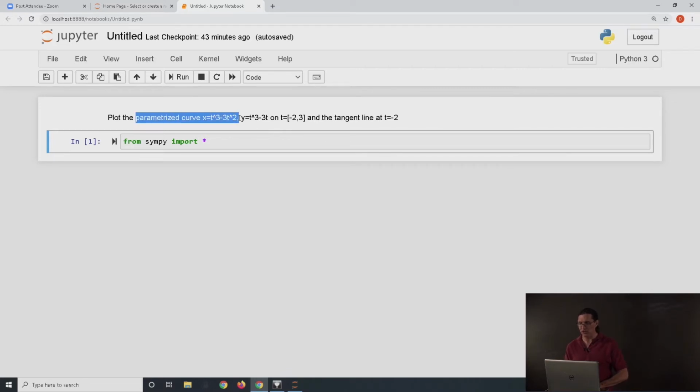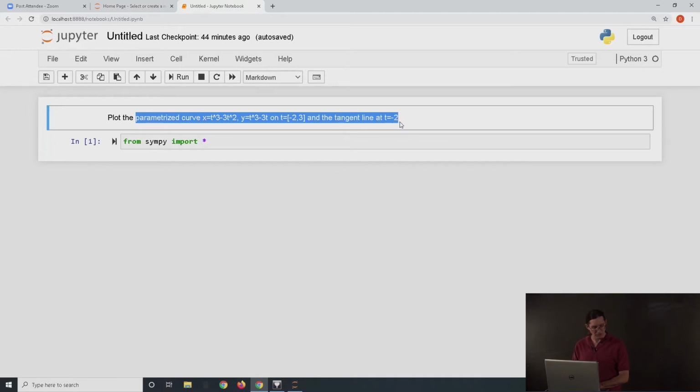So we're going to plot the parametrized curve. X is equal to t cubed minus 3t squared. Y is equal to t cubed minus 3t. On the domain, t is negative 2 to 3. And we will plot the tangent line, after seeing the equation, at t is equal to negative 2.